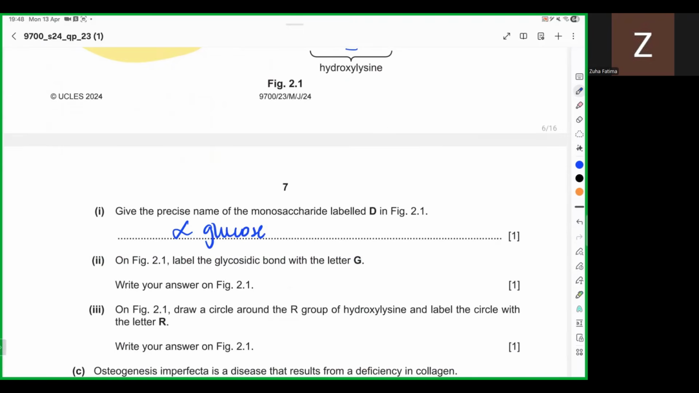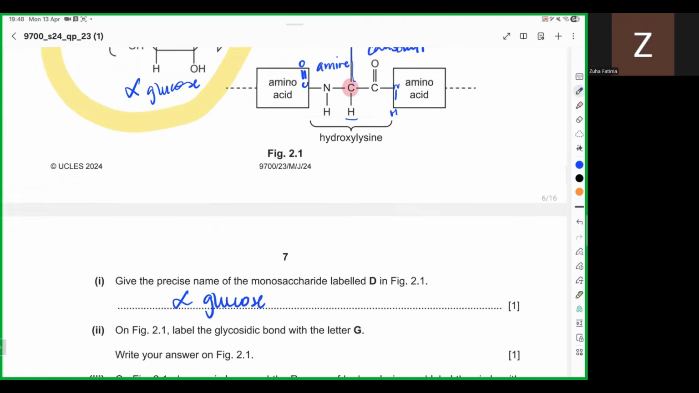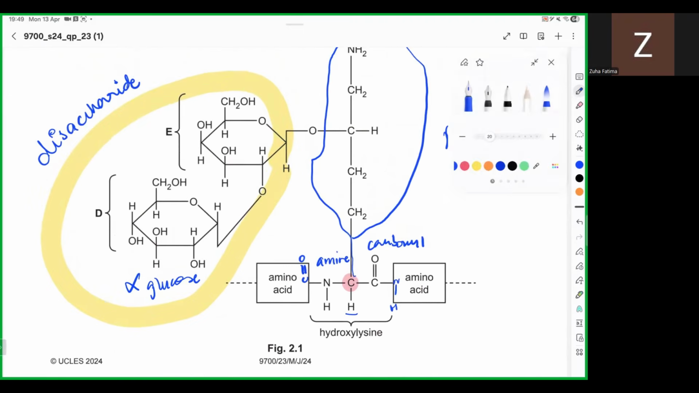On figure 2.1, label the glycosidic bond with the letter G. Glycosidic bond वो होता है जो कि form होता है between carbon of one sugar, carbon of another sugar, and then there is an OH between. So हमारे पास this is basically the glycosidic bond.